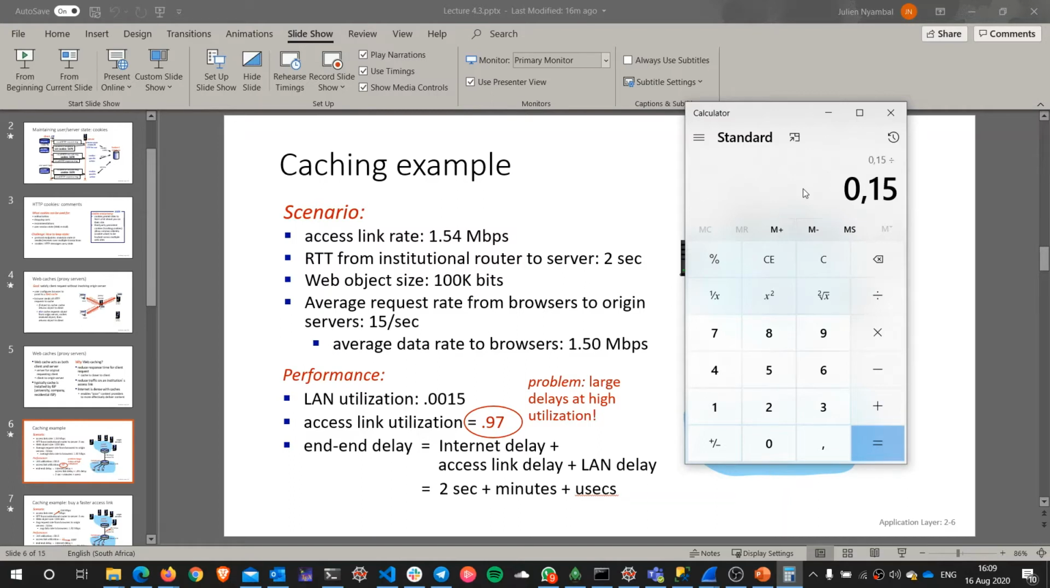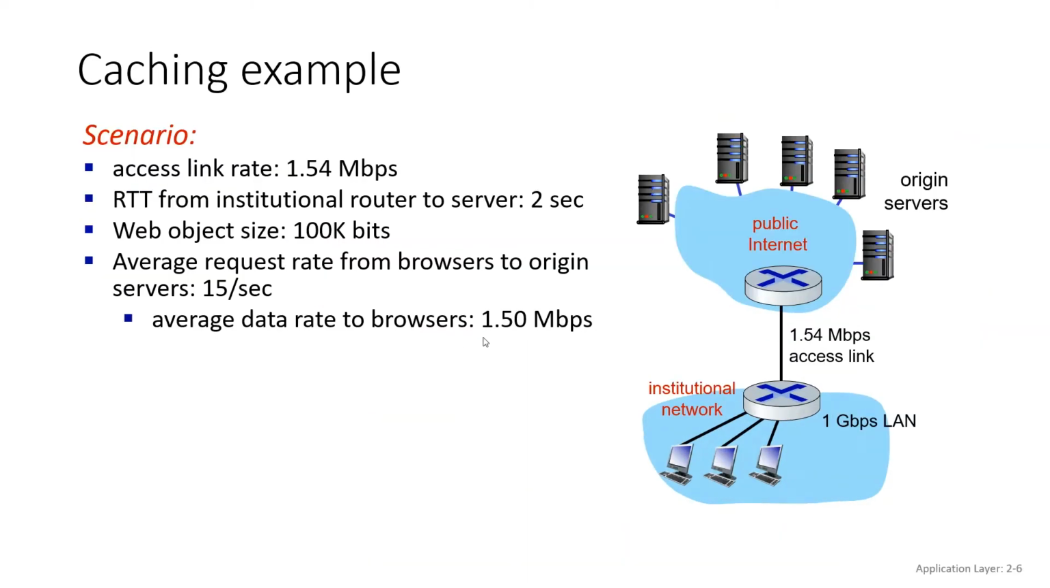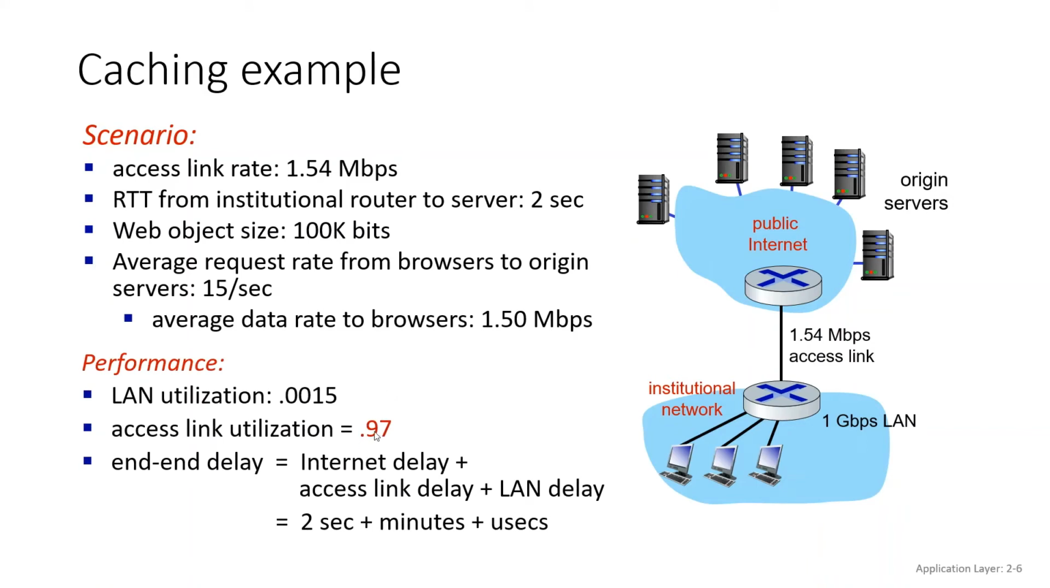1.5 divided by 1.54 gives you 0.974, and we round down since the 4 is less than 5, giving 97%. Then you see that we have a very big utilization, which is bad. It is very bad. It is a problem. It's too high. It means that when we do the transmission here, just for this specific object, we'll be using 97% of the whole link, which is not good.